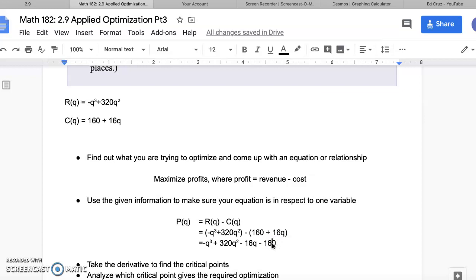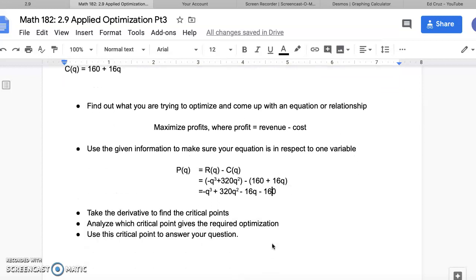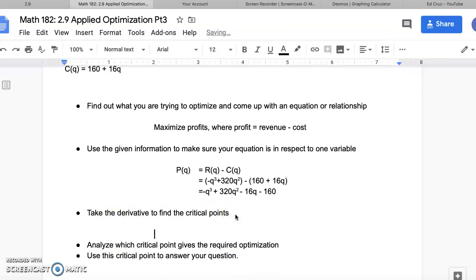Okay, next. So once we have our profit function, we set up our function. We want to find the critical points, meaning we want to go ahead and take the derivative and look for those critical points. So this is setting up this first derivative. We will get negative 3q to the second plus 640q, and then minus 16q.